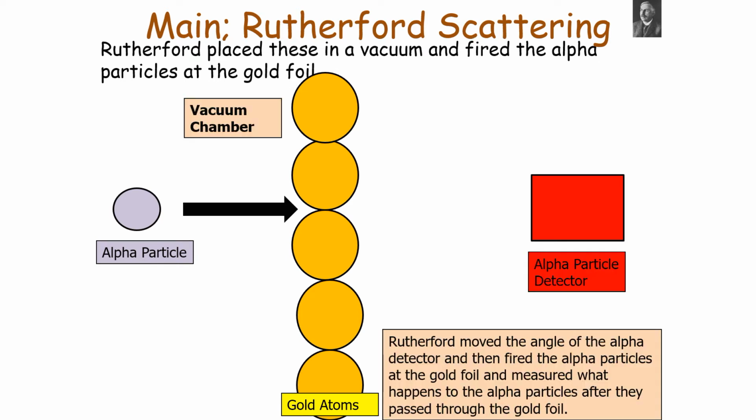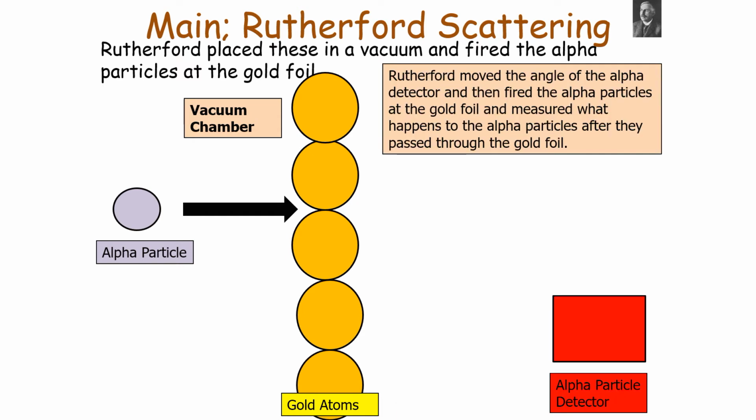So Rutherford then placed an alpha detector on the other side of the gold atoms, and he moved the angle of the alpha detector at different points of the experiment, fired the alpha particles at the gold foil, and measured what happened to the alpha particles after they passed through the gold foil.